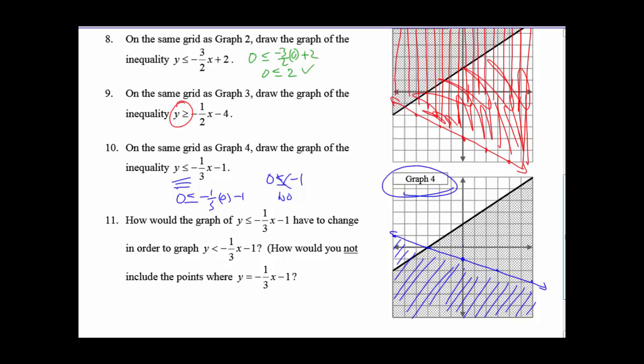We shade below. Number 11, how would the graph of y is less than or equal to negative 1/3 x minus 1 have to change in order to graph y is less than negative 1/3 x minus 1? In other words, how would you not include the points where they are equal? Well, if you think again back to chapter 3, when we had less than versus less than or equal to, we used dotted lines. So this line right here would become a dotted line instead of a solid line.